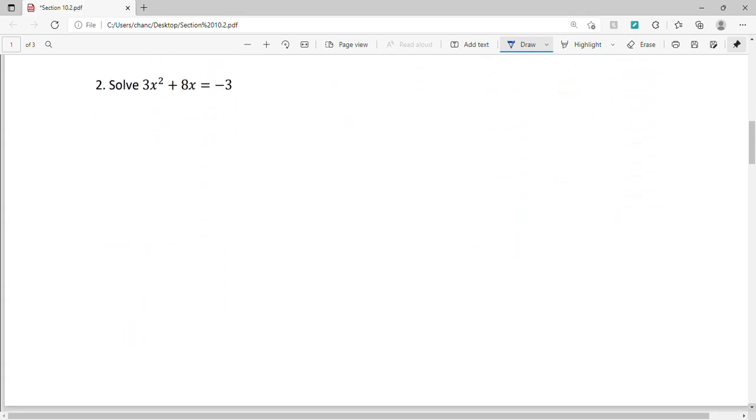In question 2, there is a difference. We don't have that standard form that we want. We want it to be equal to 0. So I need to move things around. Let's add 3 to both sides so it's equal to 0. And this gives me 3x squared plus 8x plus 3 is equal to 0.